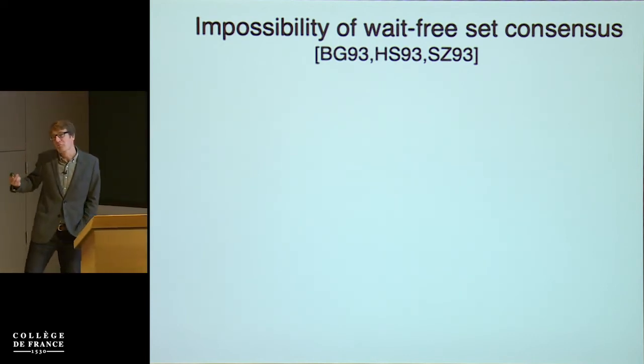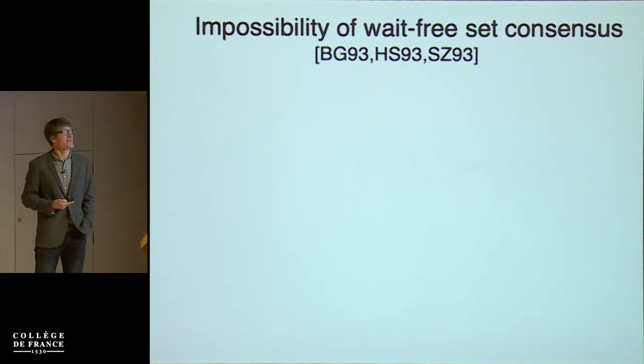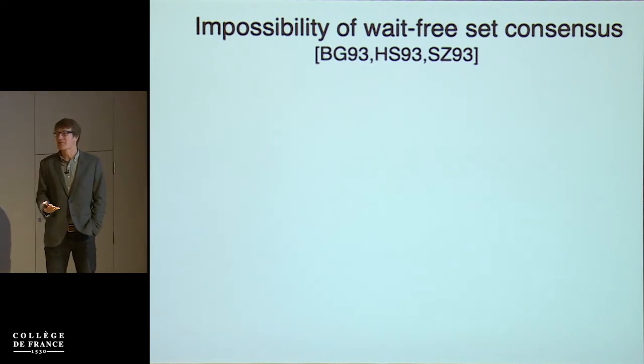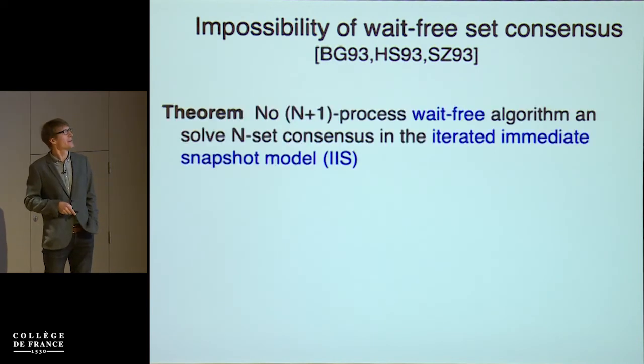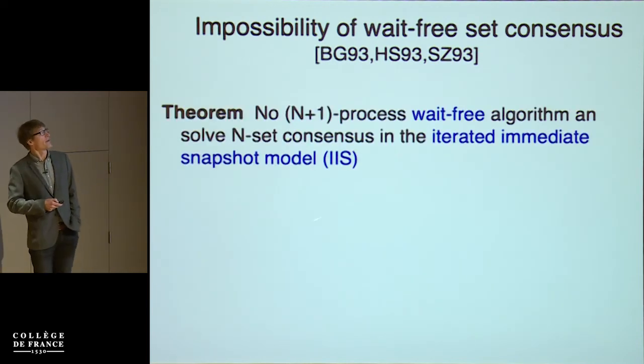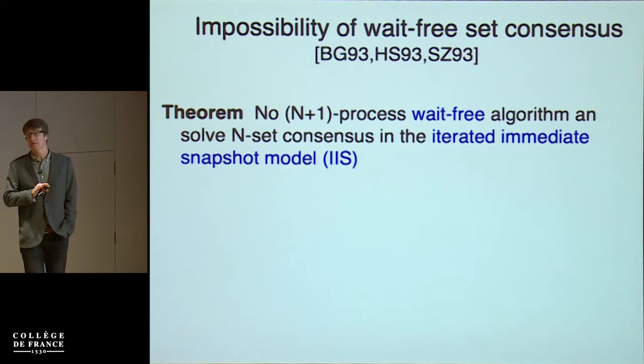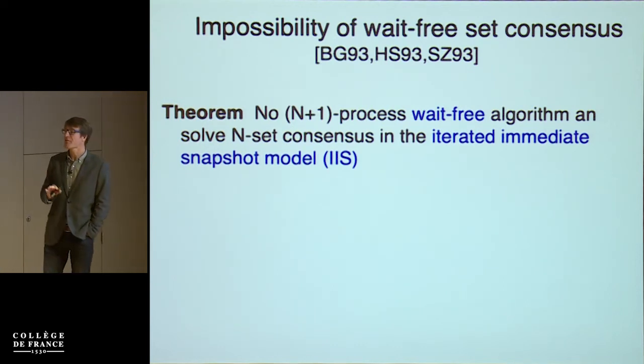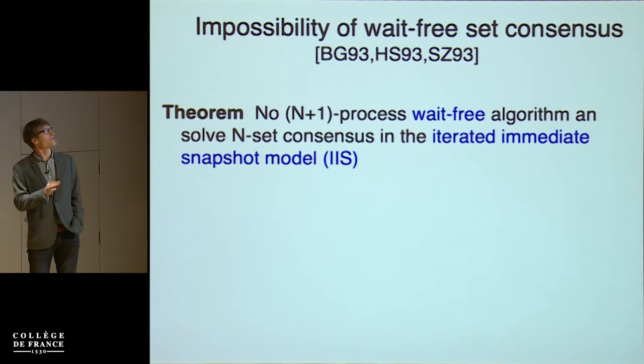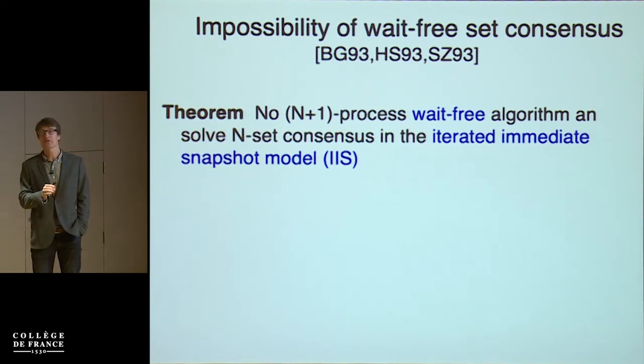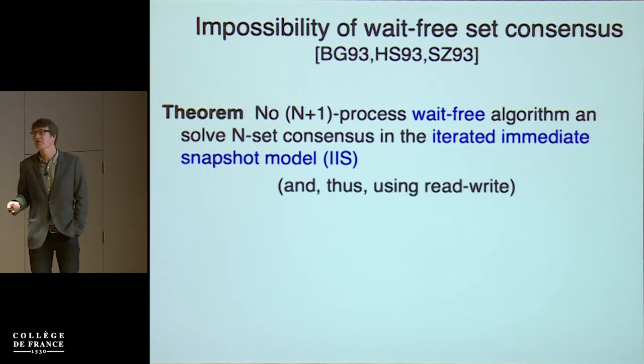So this is one of the important observations. It's not only about consensus, it's just about eliminating one of the inputs. It's much more general than this. Okay, so the theorem states that you have n+1 processes, and you cannot find a protocol that solves n-set consensus if you just use what we call the iterated immediate snapshot model, but essentially it's using read-write memory. Okay, so there's no read-write wait-free protocol solving set consensus.